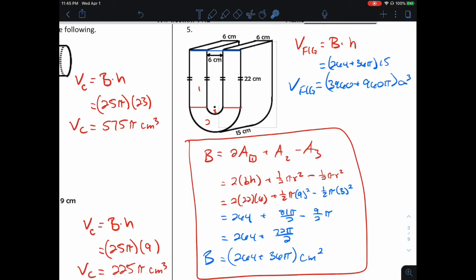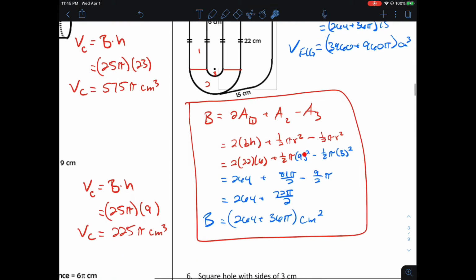This circle here, the distance from here to here is 6, here to here is 6, and here to here is 6. That's 18. That means the radius of this big circle is 9. That's why this is 1/2 pi times 9 squared. This little circle here, its diameter is 6, its radius is 3. That's why this is 1/2 pi times 3 squared. Why are these halves here? Because it's half of a circle.